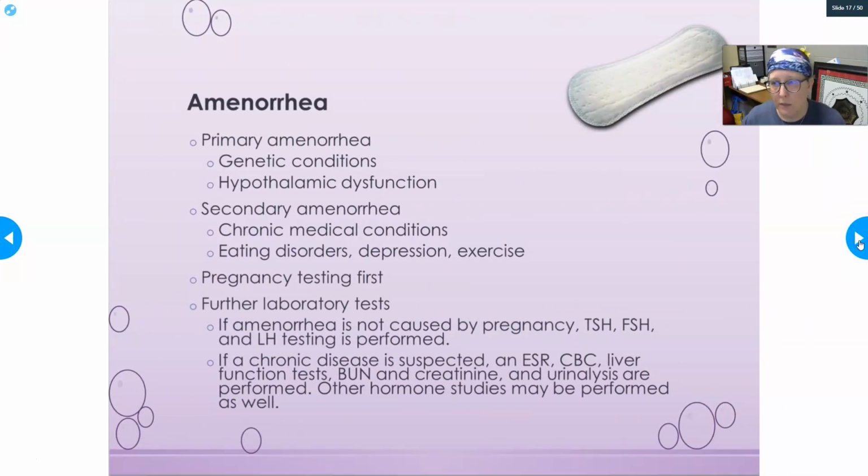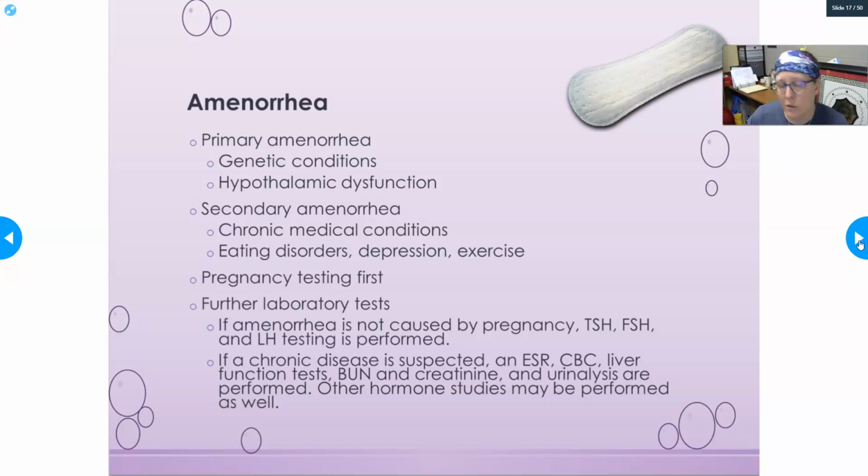So the first kind of disorder or condition, amenorrhea. This is not having a period, not having that bleeding, that cycle. Primary amenorrhea would be due to genetic conditions or hypothalamic dysfunction. So there's a hormonal problem. It's not cycling the way it's supposed to, according to the patterns we just looked at a few slides ago. And then secondary amenorrhea is going to be secondary to chronic medical conditions, eating disorders, depression, exercise, etc. So something else is causing it.